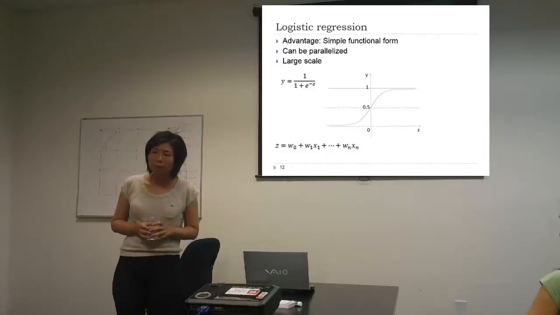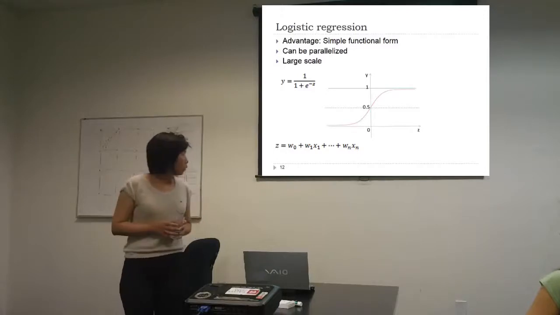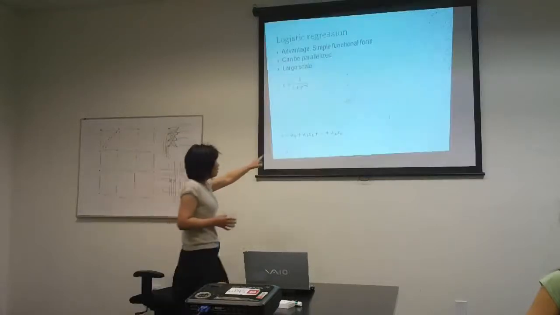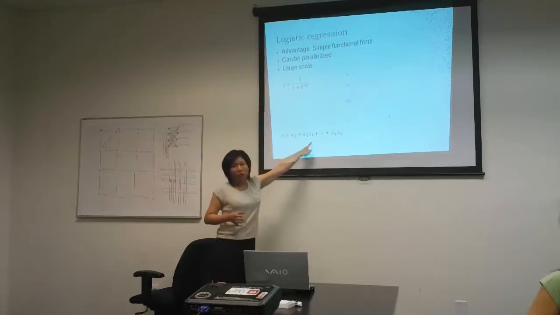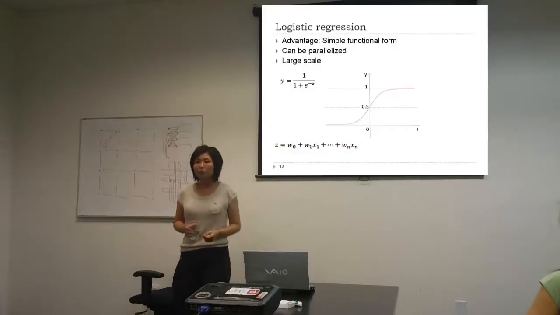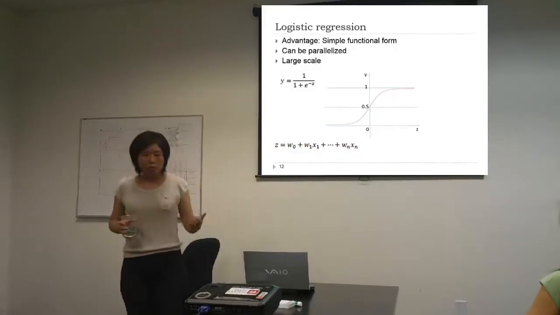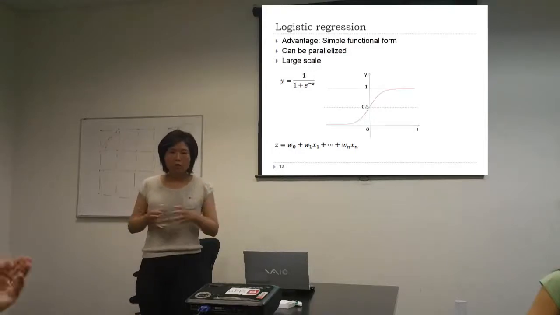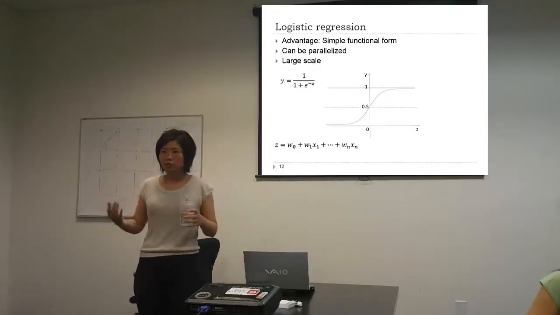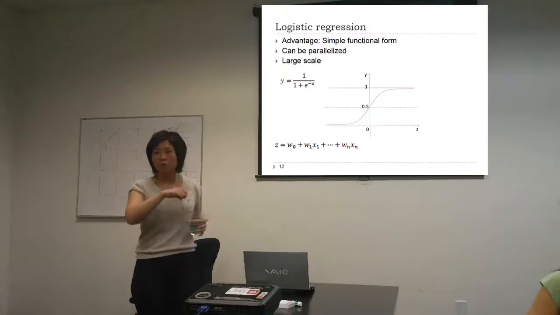How many features can we detect? Is there any limitation, like 1,000, 10,000? No limitation. That's what's nice. If you look at the linear function here, the n can be any number. So logistic regression transforms the linear function into this logistic form.